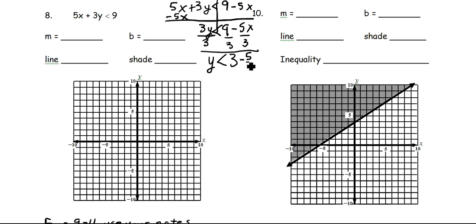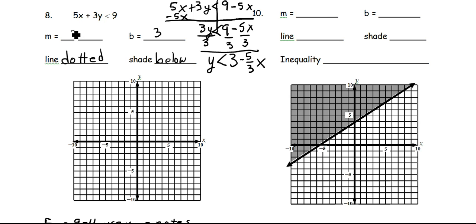Now we can fill this in. The easiest thing, let's look at this sign. It's a less than. It does not have the equal sign, so it means it's a dotted line. It doesn't have the equals part, so it's dotted. It's shaded below because it's a less than. We look for the constant, the 3. It's a positive 3. And then we look for the coefficient of x. What is x being multiplied by? Negative 5 over 3.